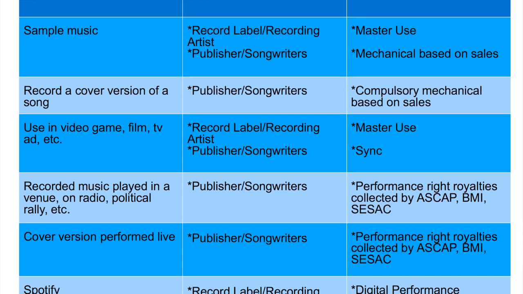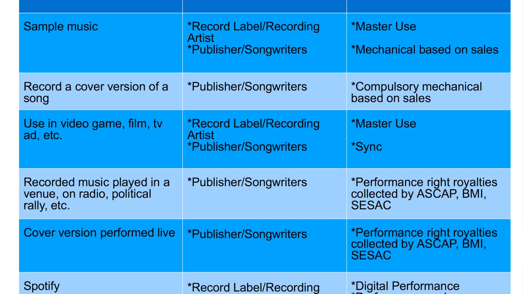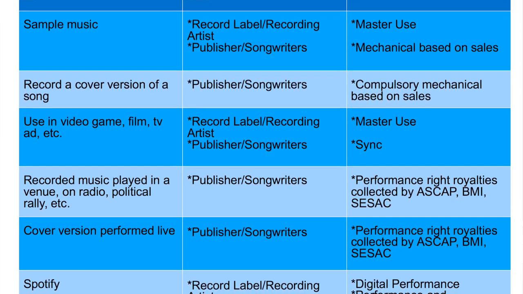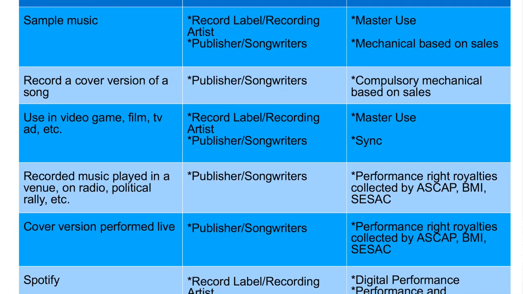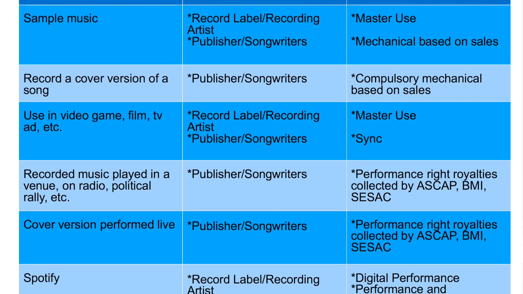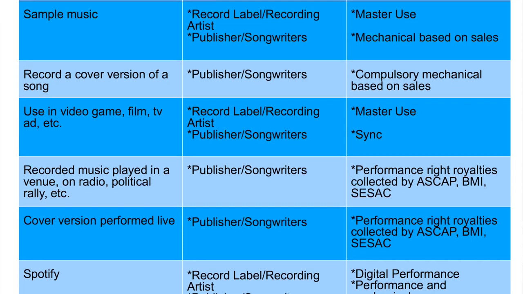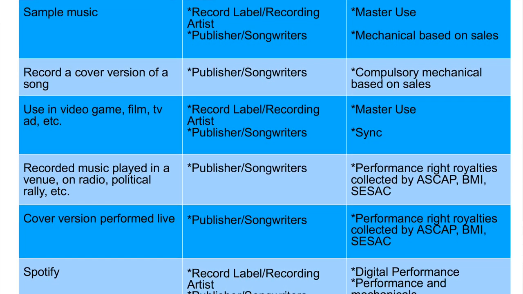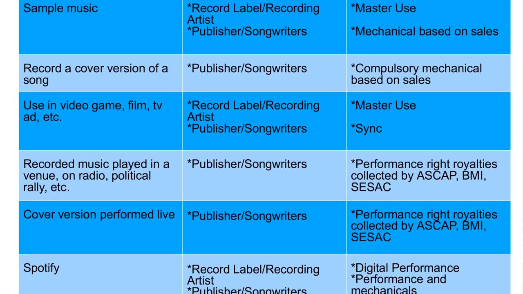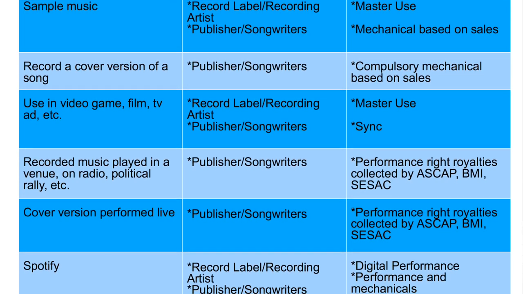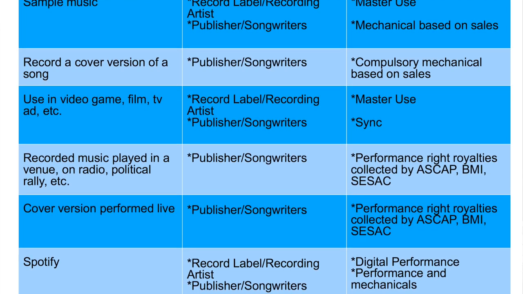I want to do recorded music played at a venue, on radio, political rally, etc. Publishers and songwriters are the ones who get paid, and there are performance right royalties that are collected by ASCAP, SESAC, and BMI. And the venues pay fees to ASCAP, SESAC, and BMI annually based upon how large their venue is, how many people it can hold, how many speakers they have, approximately how many events they have, et cetera, et cetera. A cover version performed live: publishers and songwriters are the ones who get paid. And this is, again, performance rights collected by ASCAP, SESAC, and BMI.